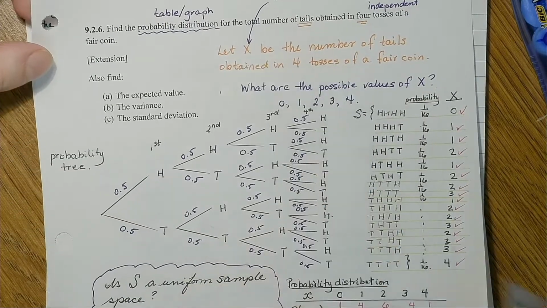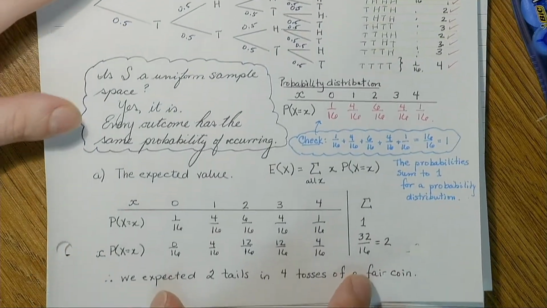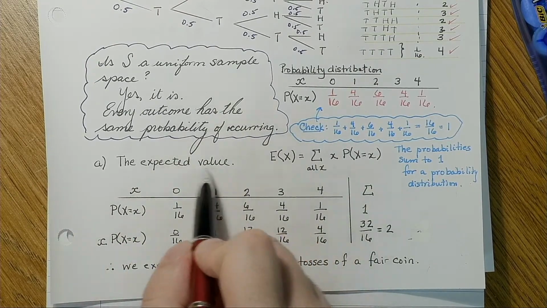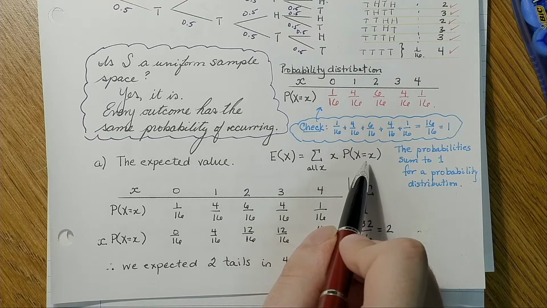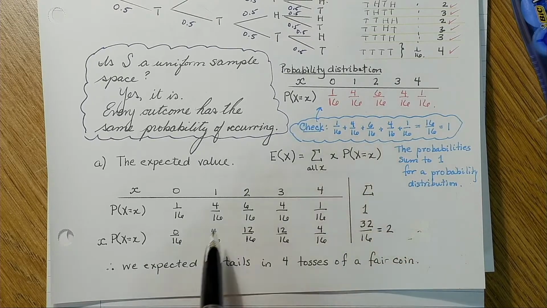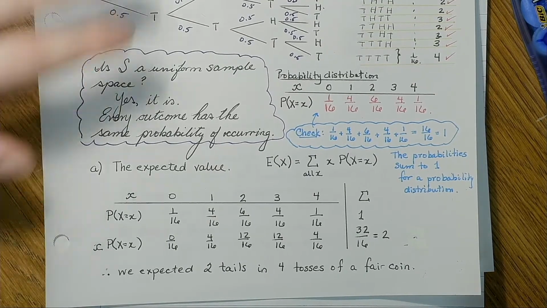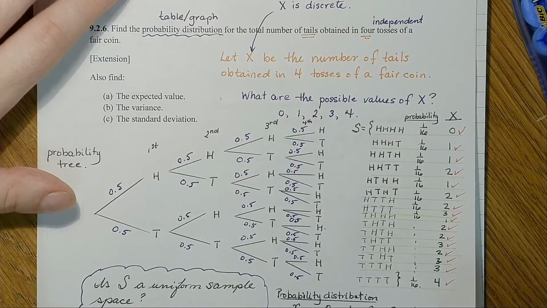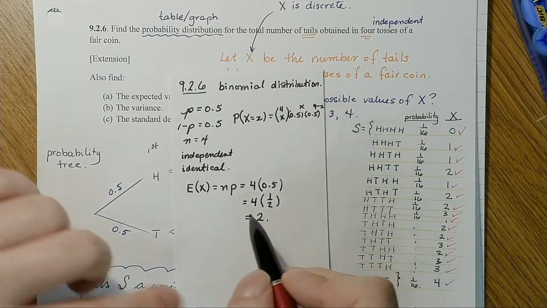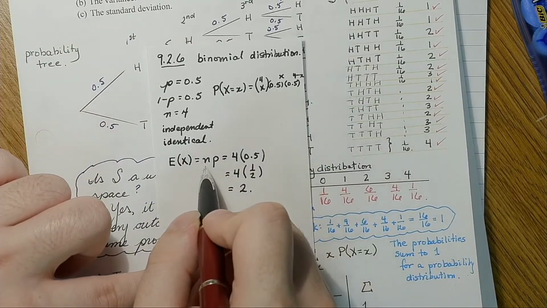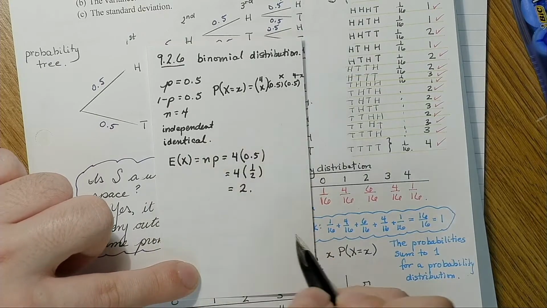And remember, we had calculated this by hand. So here's the expected value. We did all this work. Here's the expected value, X times the probability of X occurring, and we summed those all up, and we found that it was 2. So we expected 2 tails in 4 tosses of a coin. We could have done this a little faster had we known that this was a binomial distribution. Instead of using the complicated formula for the expected value, we could just have used the number of trials times the probability of success, which gives us 2.